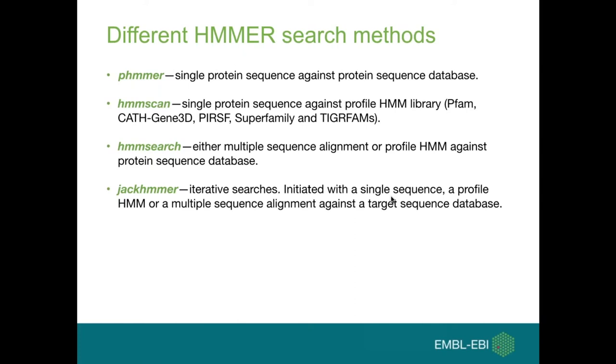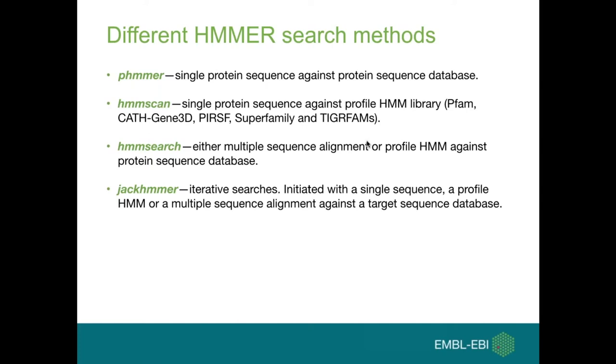hmmsearch allows you to take a multiple sequence alignment. In the web server, we allow a multiple sequence alignment to be uploaded. If you're using the command line, you have to first build that profile HMM, but hmmsearch then takes that profile HMM and searches it against the sequence database to find distantly related members. So you're taking one HMM and searching against lots of sequences, whereas hmmscan takes one sequence and searches it against lots of profile HMMs.